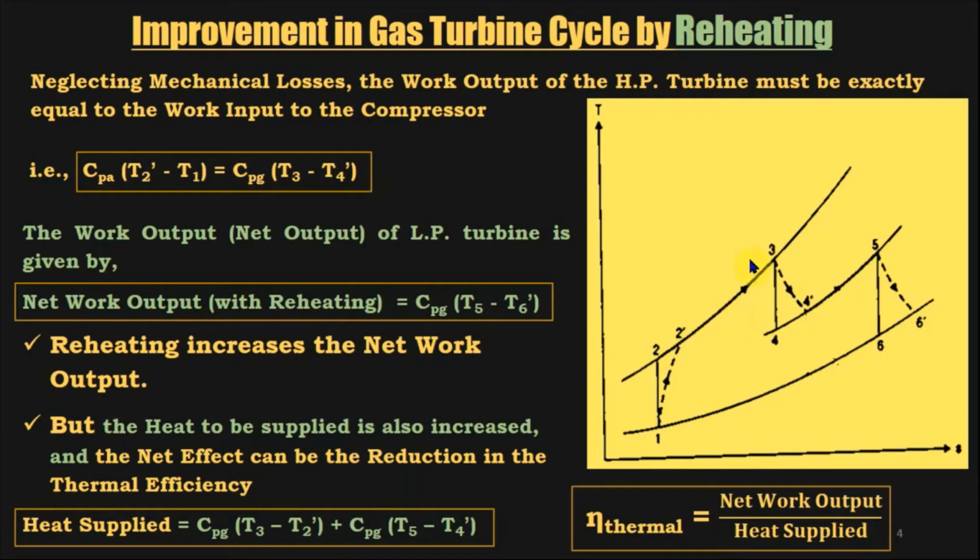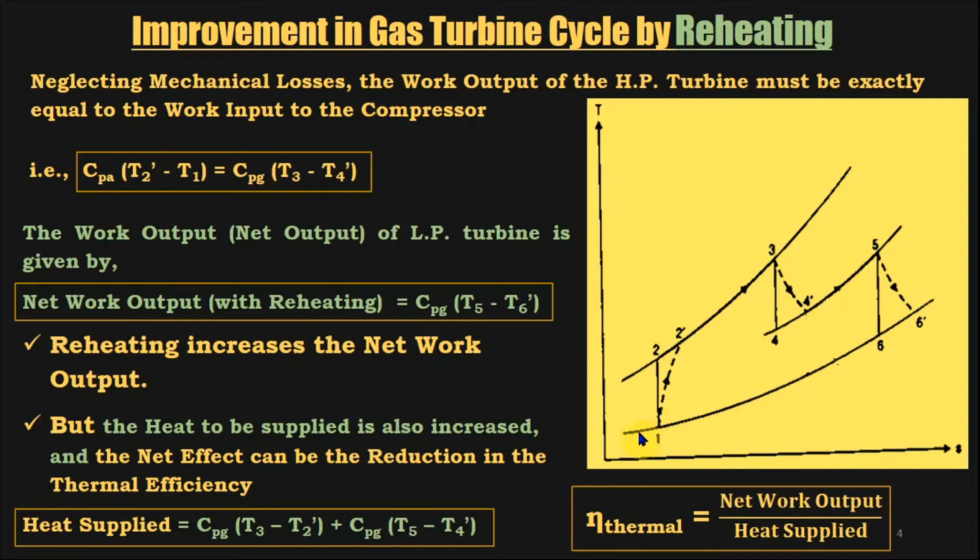And the process in the reheater is represented by 4-5. Therefore, the heat added in the reheating process is Cp gas multiplied by T5 minus T4 dash. So now we have obtained the expressions for the net work output and heat supplied. If you divide the net work output by the heat supplied, we will get the thermal efficiency of the cycle.